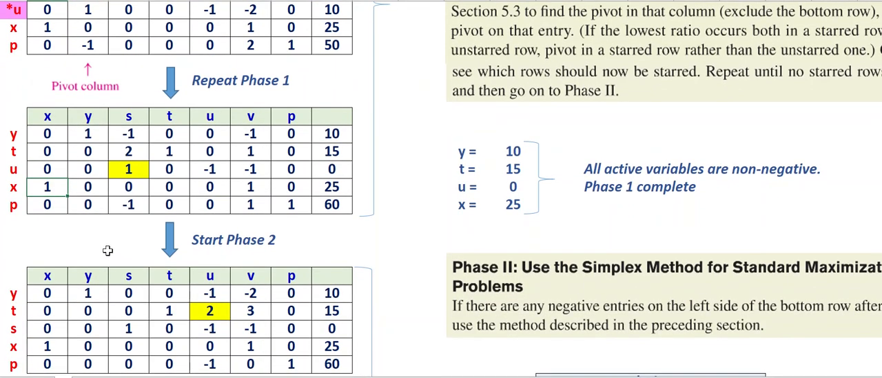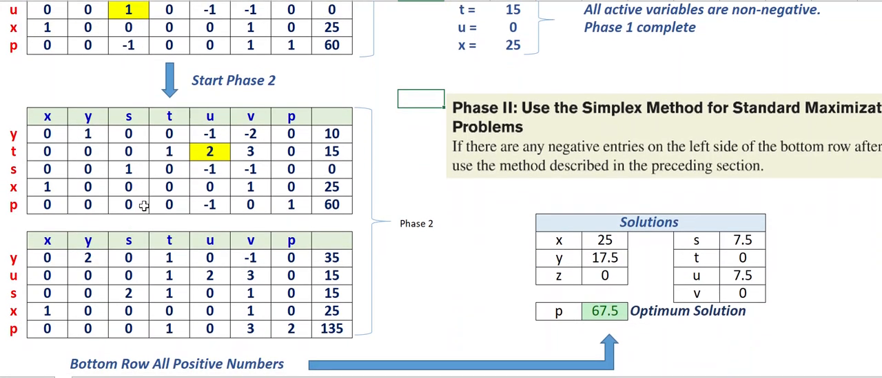Phase 2 is the good old stuff that we learned last week. So we go to the bottom row, we look for the most negative number, which is the only negative number, which is negative 1. That becomes my pivot column. And I look for the positive number with the smallest ratio, which I guess is going to be 0. 0 divided by 1 is 0. And so we clear that column. And we end up with another table.